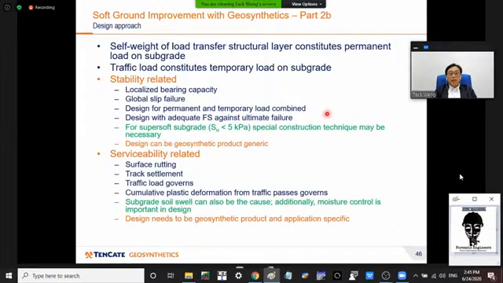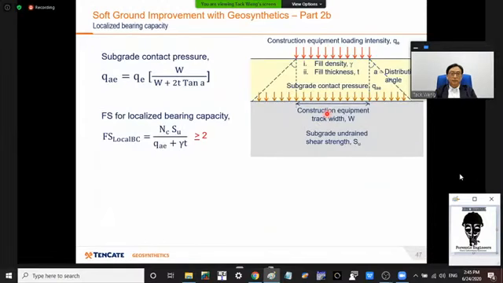And for this, the design needs to be geosynthetic product specific and application specific, because the performance of each of these products and what functions they provide is the key. So the product needs to be specific. I will talk about this localized bearing capacity.